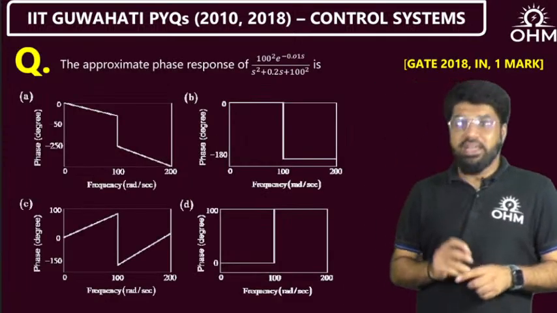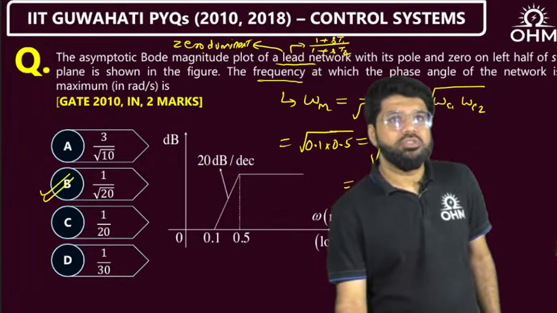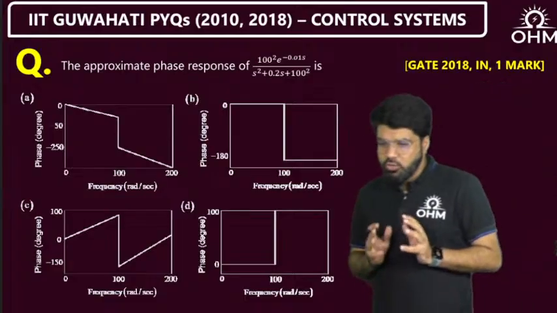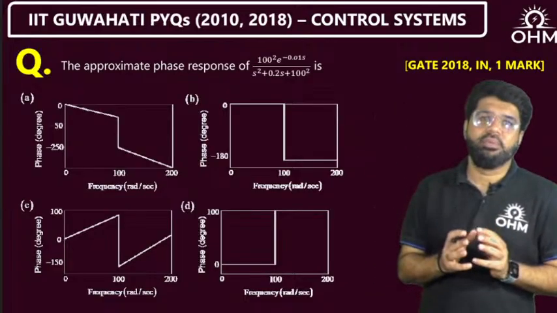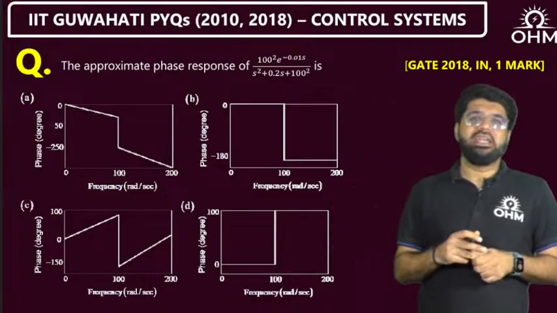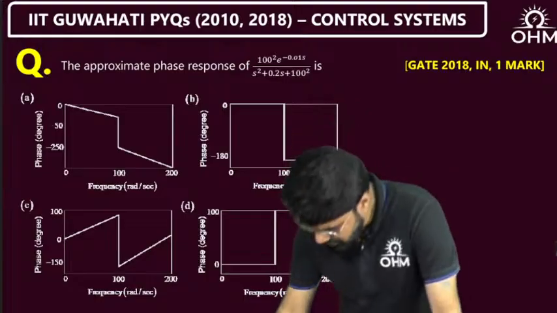The previous one was also instrumentation, 2 mark, GATE 2010. This is GATE 2018 instrumentation. As I told you, for common subjects I will consider all three branches, EC, EE and IN. All three questions are being discussed. So GATE 2018 IN, 1 mark question.